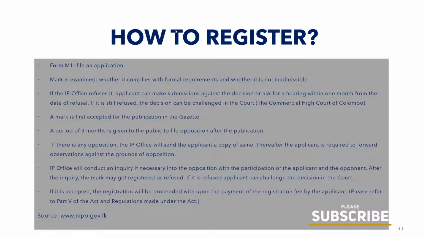The mark is first accepted for publication in the Gazette. So the process is, once your application is received, it is examined and it is given the go-ahead, then it gets published in the Gazette. So it's basically published in the Gazettes. And you are given 3 months to write any form of opposition.